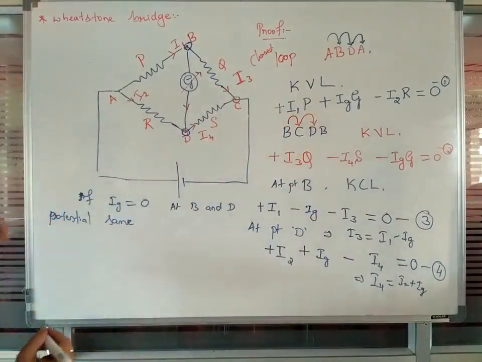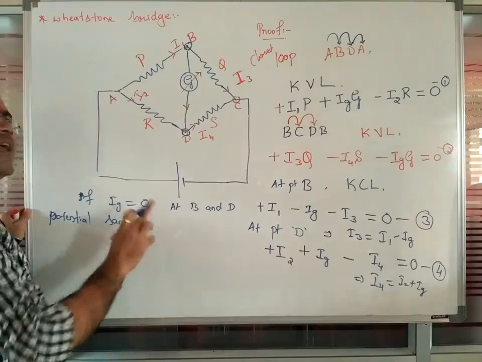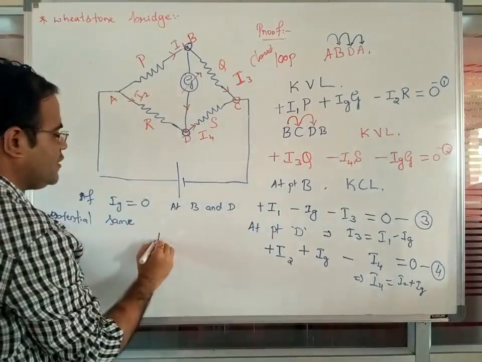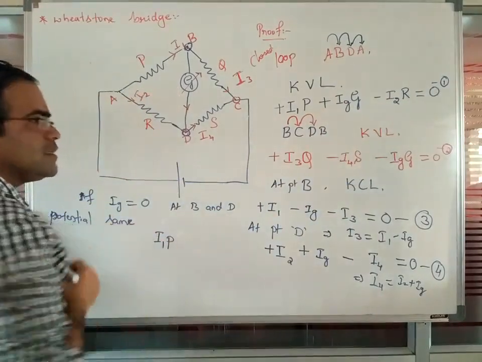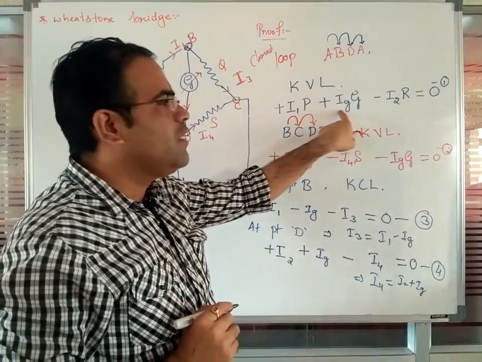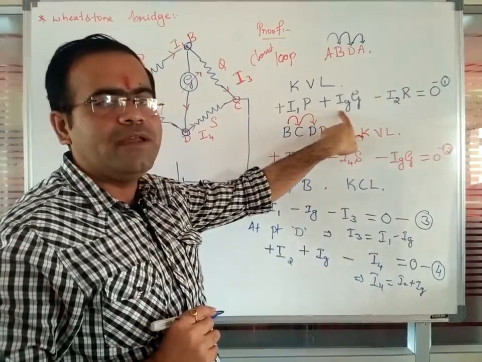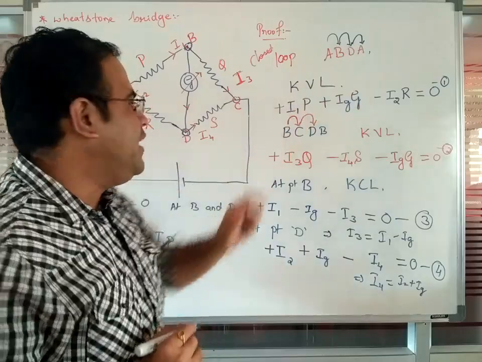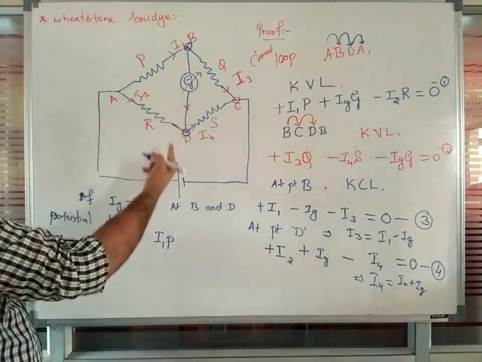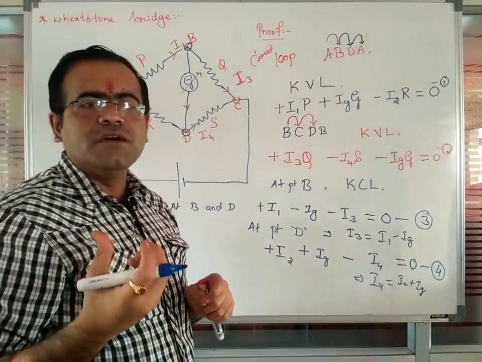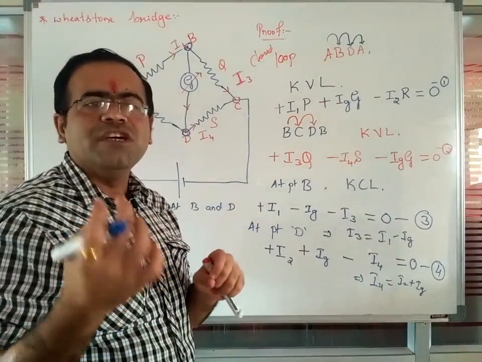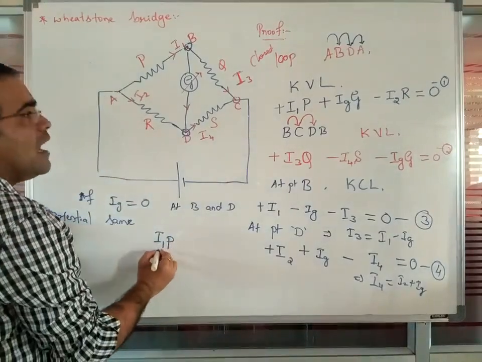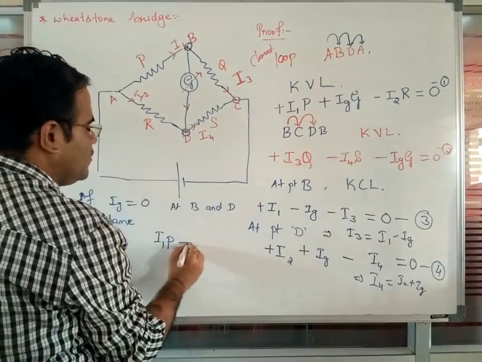If you observe the potential as the same value, the first equation will be altered like this. The first equation becomes I1 into P, and here the Ig value is 0 because the current through the galvanometer is 0. So when the current through the galvanometer is 0, it means both points B and D are going to be at the same potential. That is the reason the term Ig is now 0.